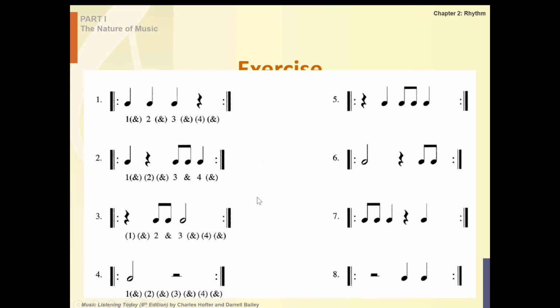Now number 7. 1, 2, 3, go. 1 and 2, 4. One more time. 2, 3, go. 1 and 2, 4. Then number 8. What is this? It's a half rest, right? Okay. 1, 2, 3, 4.